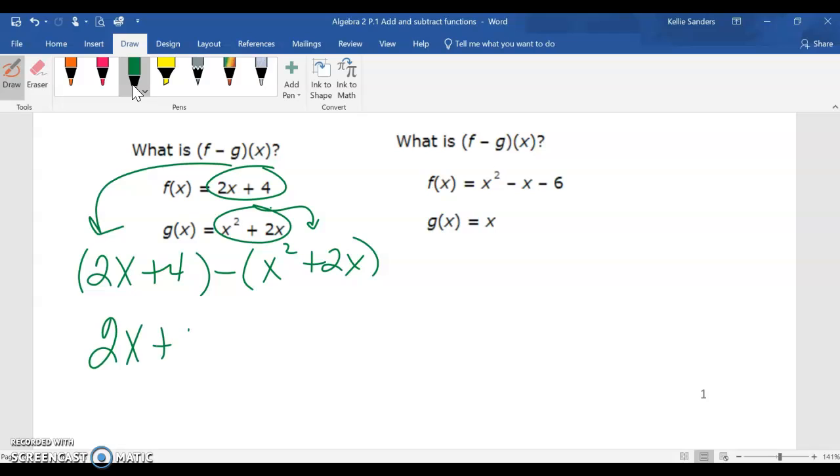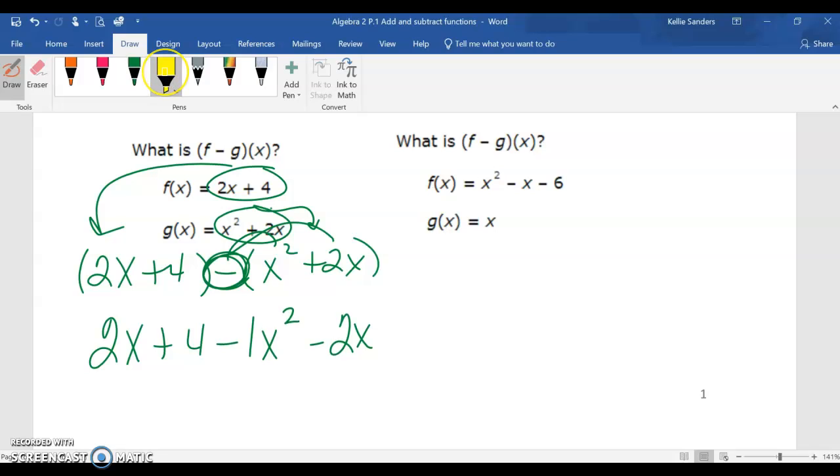So we have 2x plus 4. This negative sign is going to go to both of those, which means change the sign. So it'll be negative 1x squared minus 2x. Then we're going to add like terms. Well, there's only one x squared, so that is going to be negative 1x squared by itself.